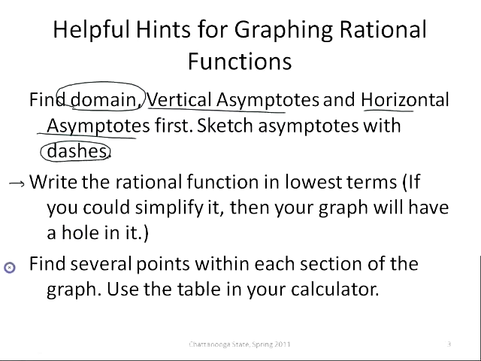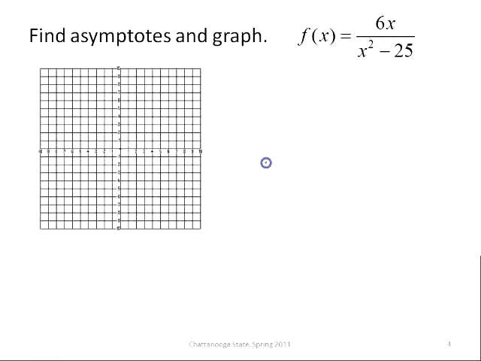Remember, that's kind of unusual, but when you have that, it means your graph is going to have a hole in it. Now, based on what you've done in the first couple of steps here, you want to find several points within each section of your graph. That means within each area between your asymptotes. The easiest way to do that is to go to your table in your calculator and find values. So let's look at a couple. Here, let's look at 6x over x squared minus 25.